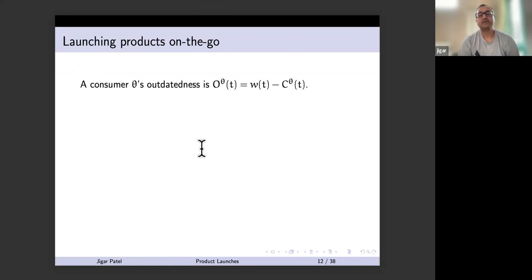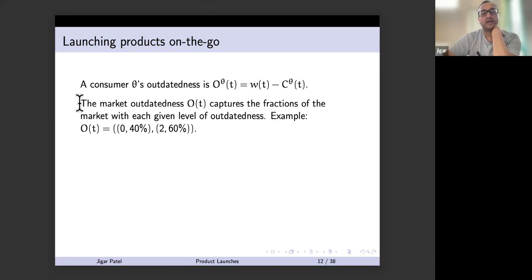Okay. So now let's talk about this information structure that I was first information structure, where firm is just launching products on the go. There is no information available in the market about what they are going to do. They simply launch and consumers decide whether they want to buy or not. So we are looking at the first information structure, launching products on the go. Consumer theta's outdatedness is basically how much outdated product I have. Market technology, right? Let's say in market there is iPhone 14 minus what I have. I have iPhone 12. So this is my outdatedness.